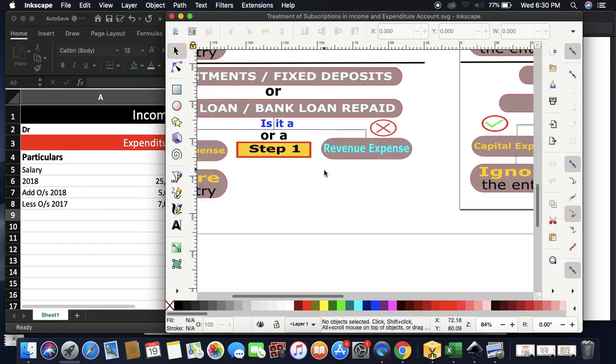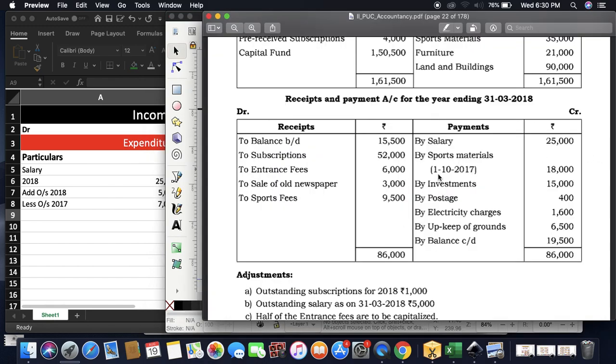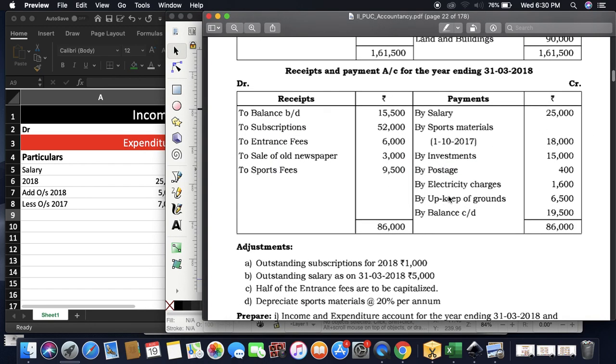Let me show you. I think I might have, yeah, investments. As you can see, investments, fixed deposits, bank loan. It's a capital expense, so you just ignore that entry. You see, we've finished 3 entries now. How quickly it is going.